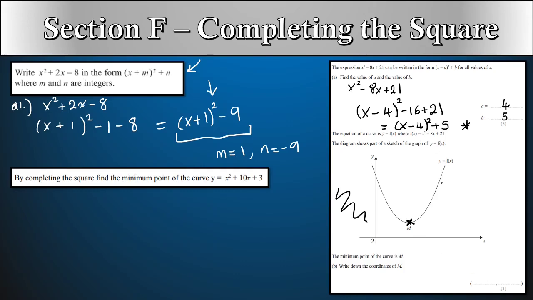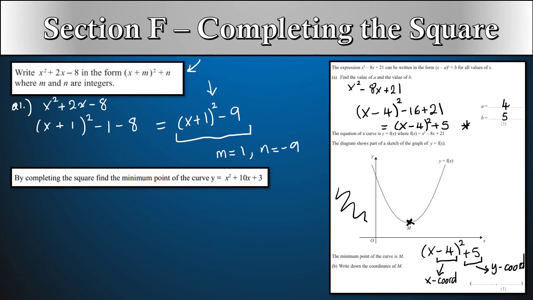And we use the completed square form. So we've got x minus 4 all squared, and we've got plus 5. So this part here corresponds to the x coordinate. So this corresponds to the x coordinate, and this part here corresponds to the y coordinate.